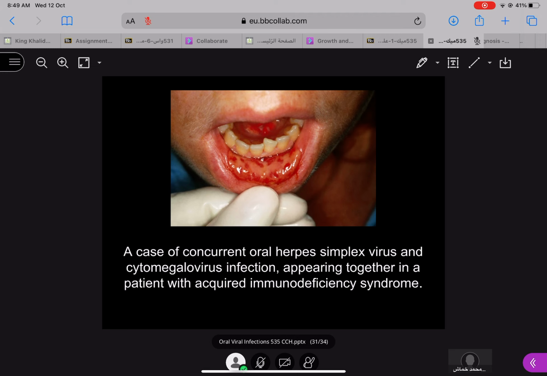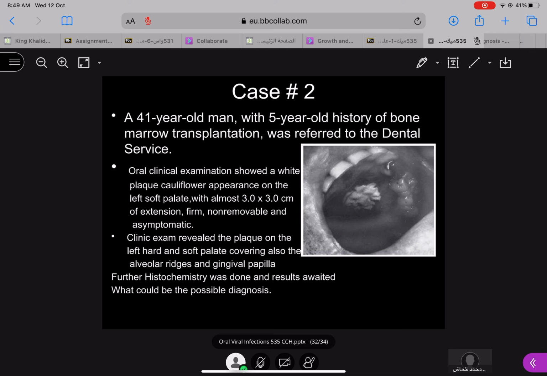with acquired immunodeficiency syndrome. So both viruses are out there, but which one can make this type of lesion? This is definitely cytomegalovirus and not herpes simplex.